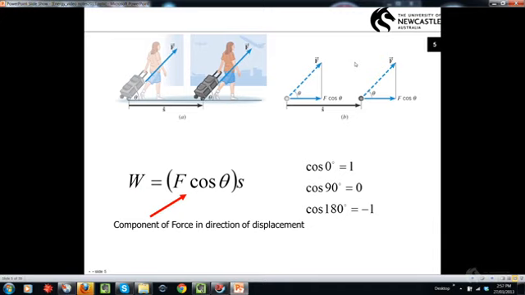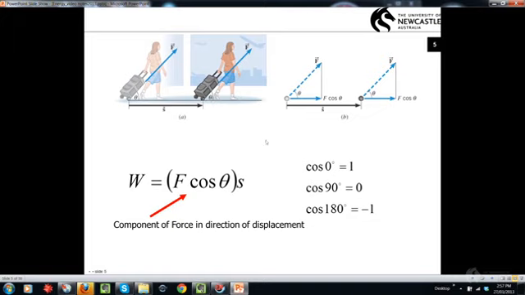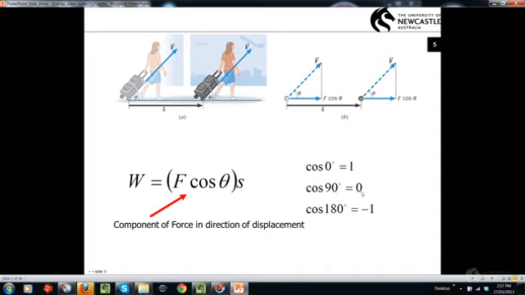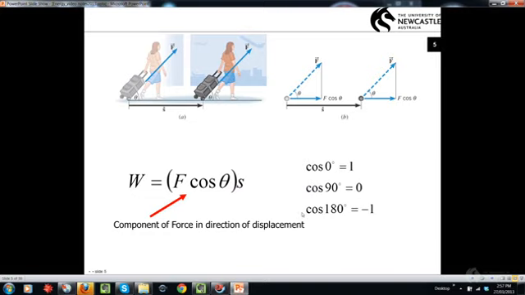So the first step is to look at the difference between various orientations of the suitcase. If the angle was 0, then cosine of 0 would be equal to 1, and the work would just be equal to force times displacement. If the angle is 90 degrees, then the work done by that force in the direction of displacement is 0. And if we look at 180 degrees, then cosine of 180 is equal to minus 1.